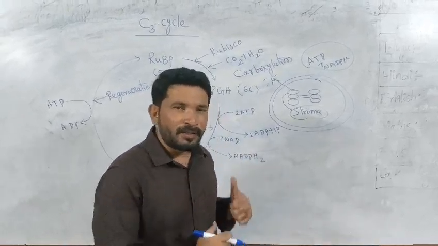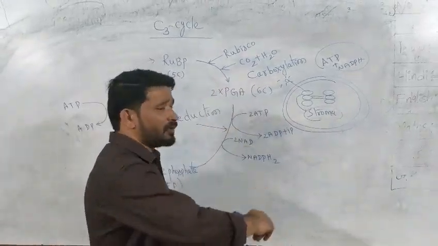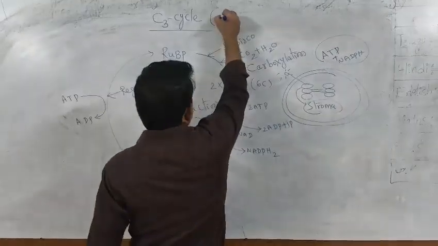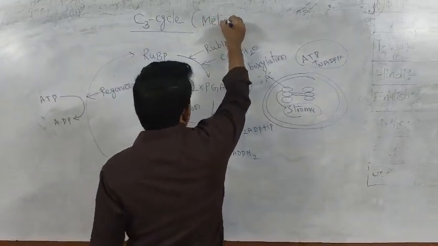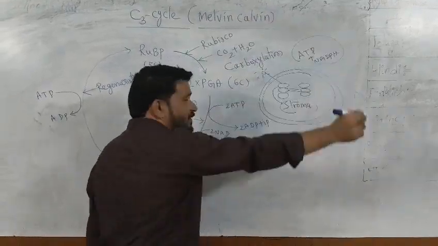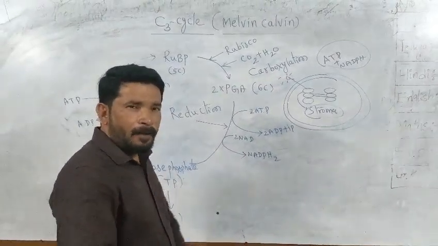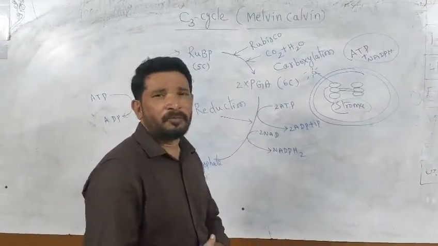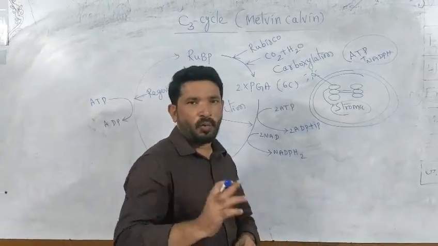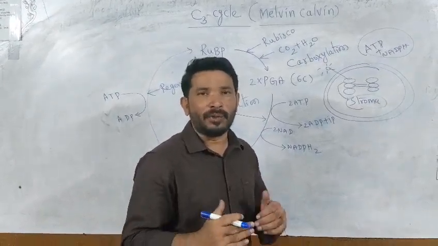Okay, today my topic is the C3 cycle. First of all, who gave this concept? It was given by Melvin Calvin. That's why we call it the Melvin Calvin cycle also, not only the C3 cycle. Which plant was used to observe this Calvin cycle? Chlorella, a very good alga. In that alga, the C14 isotope was used.